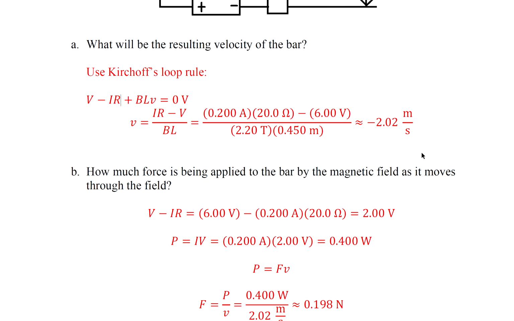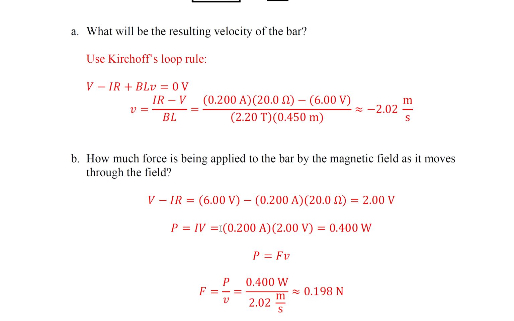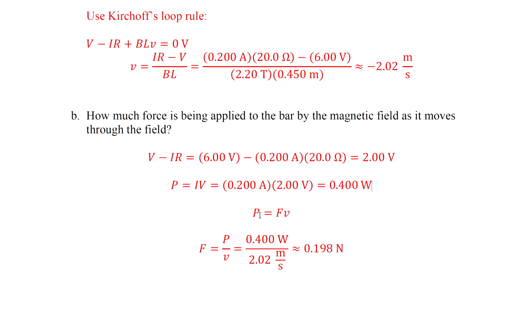by the magnetic field as it moves through the field? Well, let's just solve for V minus IR here. So that's going to be this. And we know P equals IV. And then finally, we could use the equation P equals FV and solve for F.